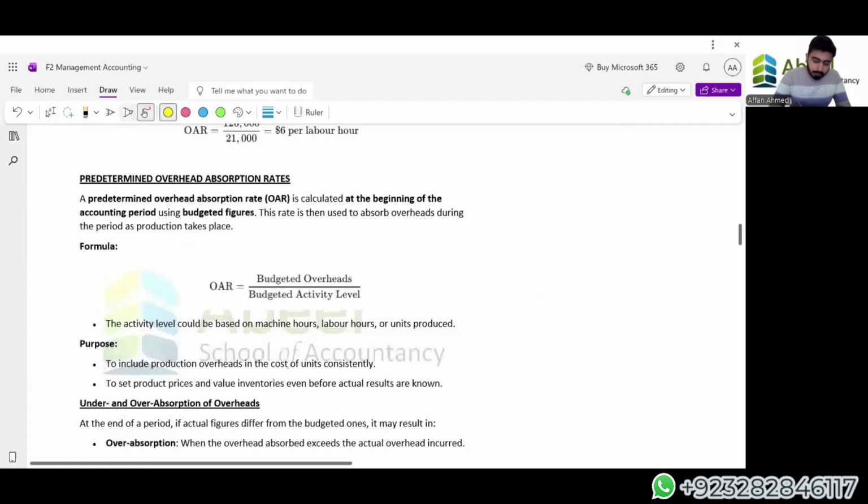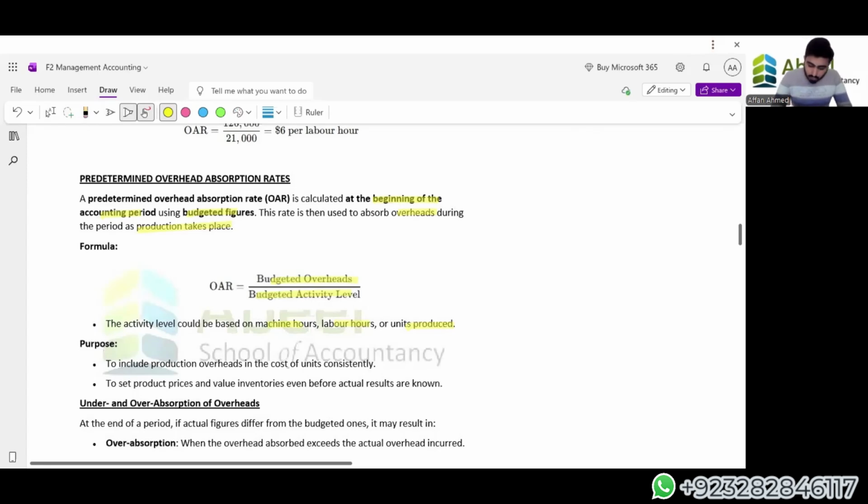Now, the predetermined overhead absorption rate is calculated at the beginning of the accounting period using budgeted figures. This rate is used to absorb overheads during the period as production takes place. The OAR is budgeted overheads divided by budgeted activity levels. Okay, now this is the predetermined overhead rate. Remember that the activity level could be based on machine hours, labor hours, or units produced. So that is the standard pattern. The standard activity that we have, the budgeted activity we have, we can use that.